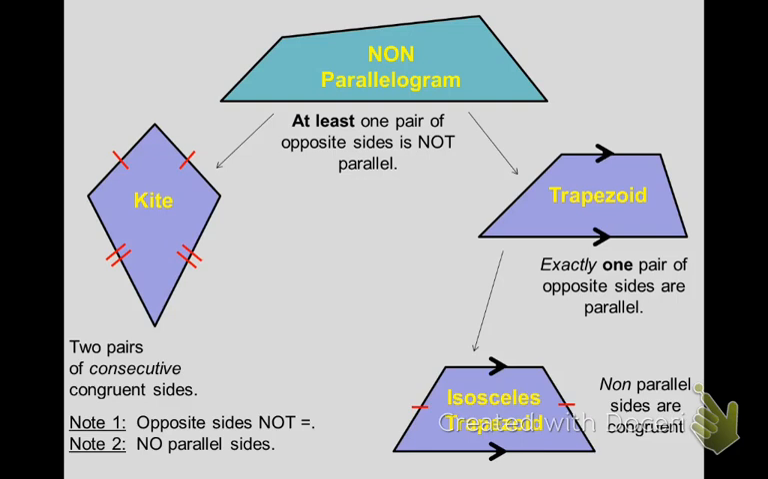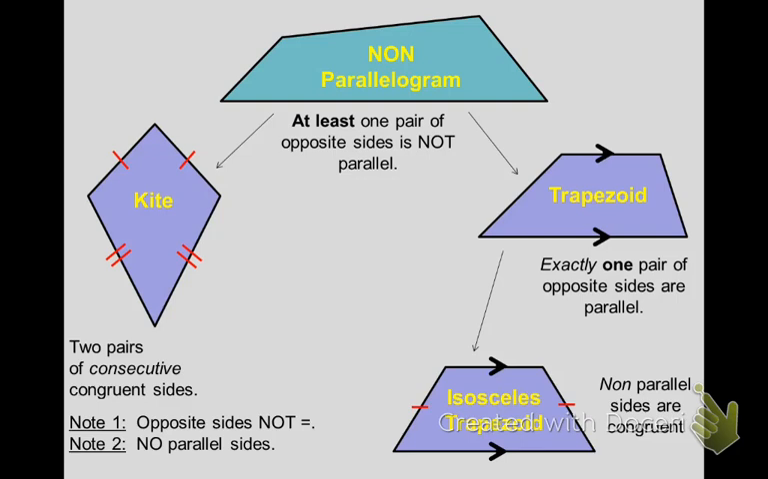Right? Okay, notice that a kite is not a rhombus though. You do have one pair of consecutive sides that are not going to be congruent, so not all 4 sides are congruent.